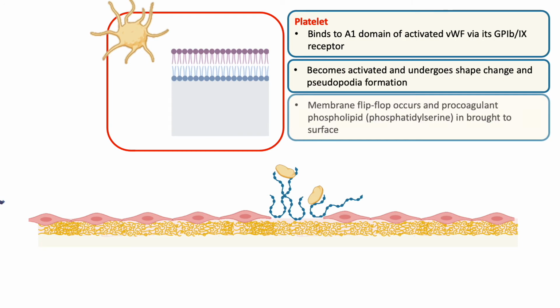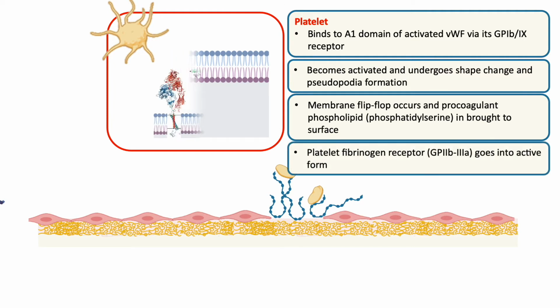The membrane surface of the platelet also undergoes a process of flip-flop, where the procoagulant phospholipids, which are mainly composed of phosphatidylserine and usually on the cytoplasmic side of the platelet membrane, are now brought to the surface of the platelets. This allows for assembly of various coagulation proteins on the platelet surface.